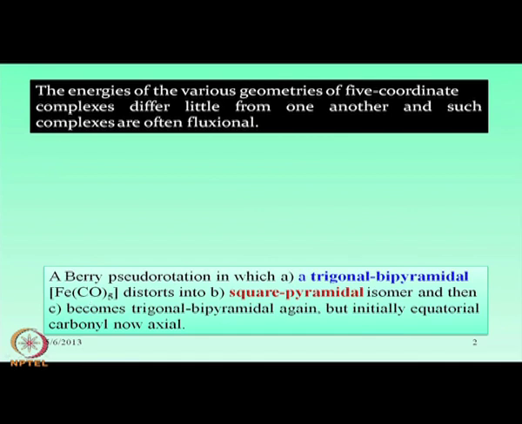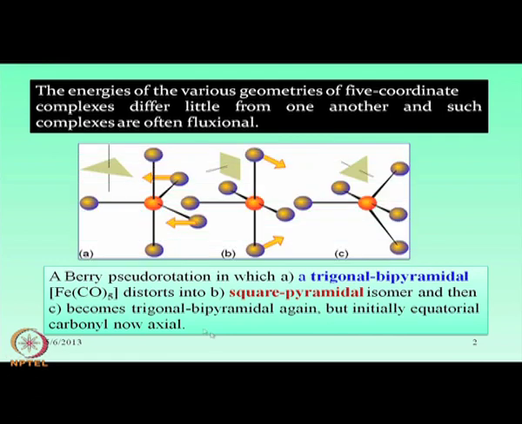Then once they move from one geometry to the other, it is very difficult to identify these two groups of carbon monoxide ligands differently, because when one is present in the equatorial geometry, it becomes axial, and axial molecules of carbon monoxide will become equatorial again. So, they are interconvertible from one form to the other.